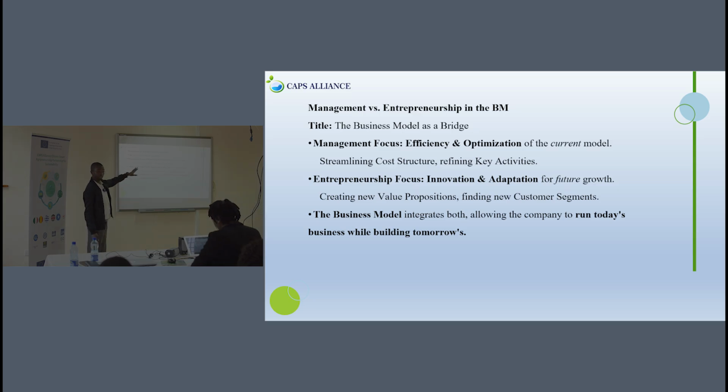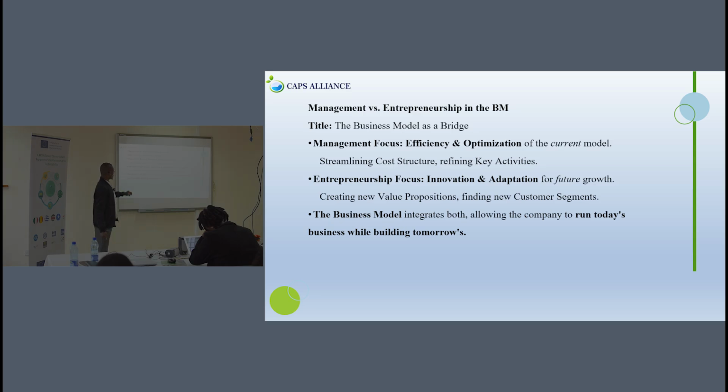So management and enterprise. As a manager, you need to combine these two aspects. In a business model, there are these two aspects, management and entrepreneurship. Under management, it ensures efficiency and optimizes the services that are offered. Then under entrepreneurship, you must be innovative, and you have to adapt for future growth. So the future is growing. Right now you are using mobile phones to do transactions. You don't know what you will be using next.